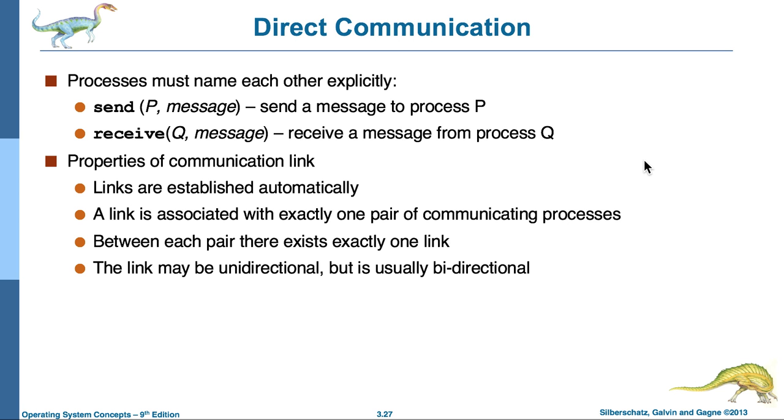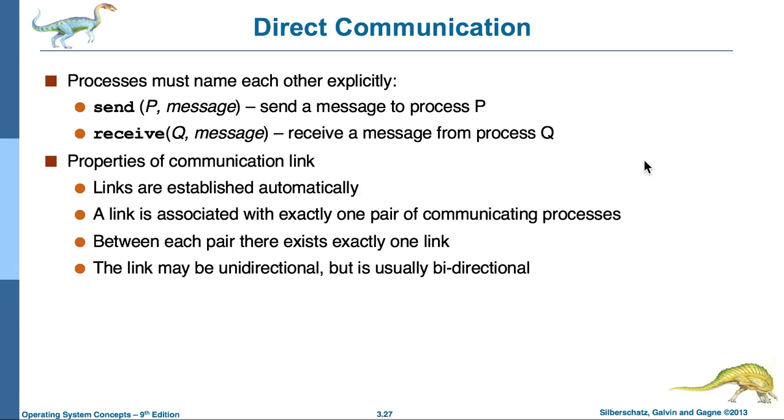The processes need to name each other explicitly when we do direct communication. So direct communication is a form of message passing where we are directly addressing each other. Each process is addressing each other by name, by process ID. So send(P, message): send a message to process P. Receive(Q, message): receive a message from process Q. As you can see, we are explicitly naming the process here, the relevant process to the operation. The properties of the communication link here when it comes to direct communication are as follows.